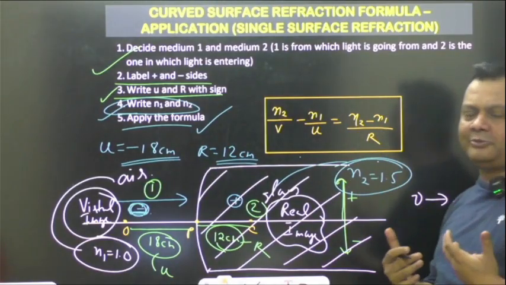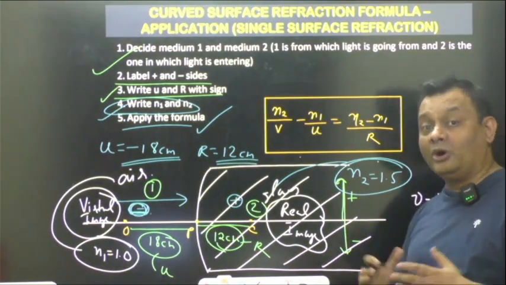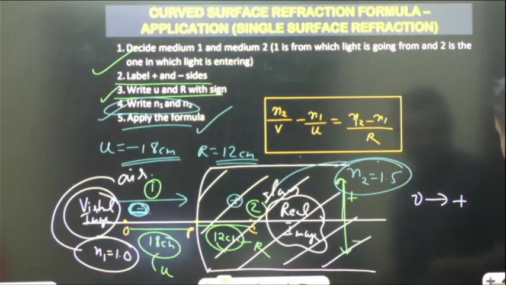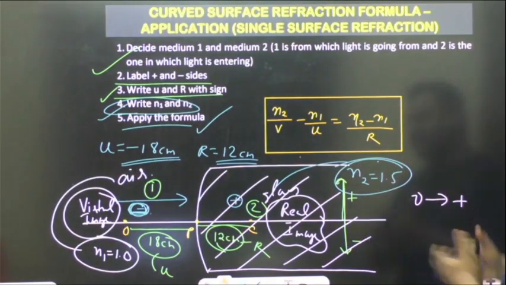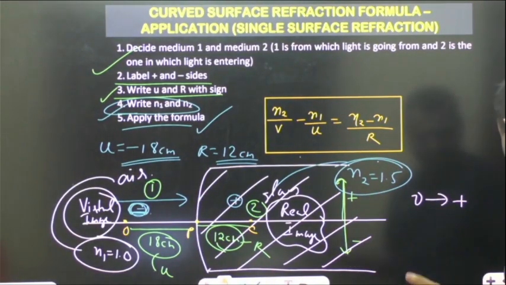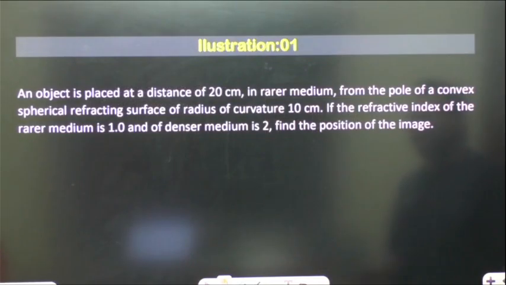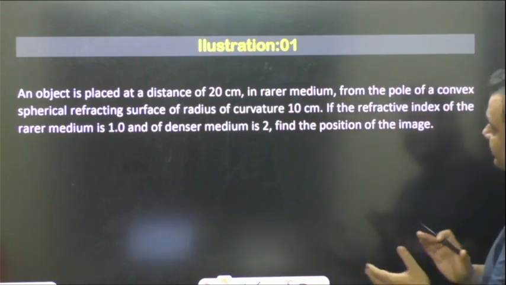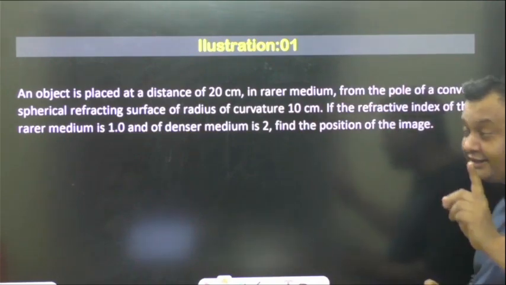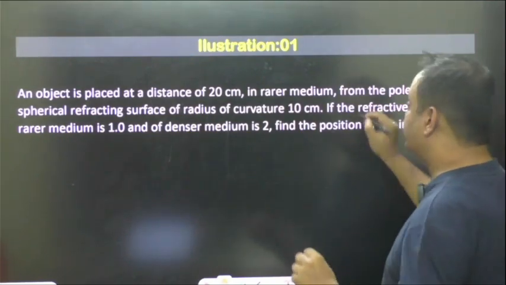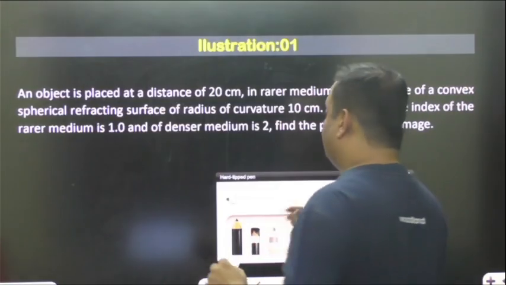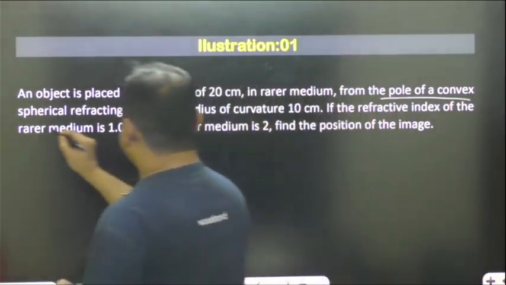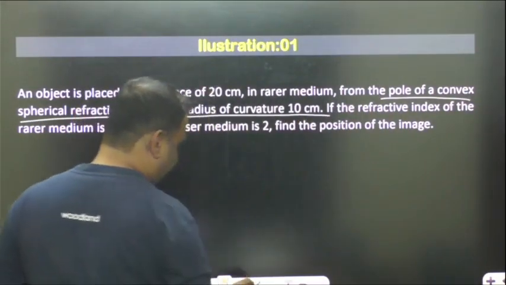Now we will see some illustrations which will make it more clear how you are going to apply the equation with proper sign and how you are going to get the unknown. See illustration number 1. An object is placed at a distance of 20 centimeter in the rarer medium from the pole of a convex spherical refracting surface of radius of curvature 10 centimeter.